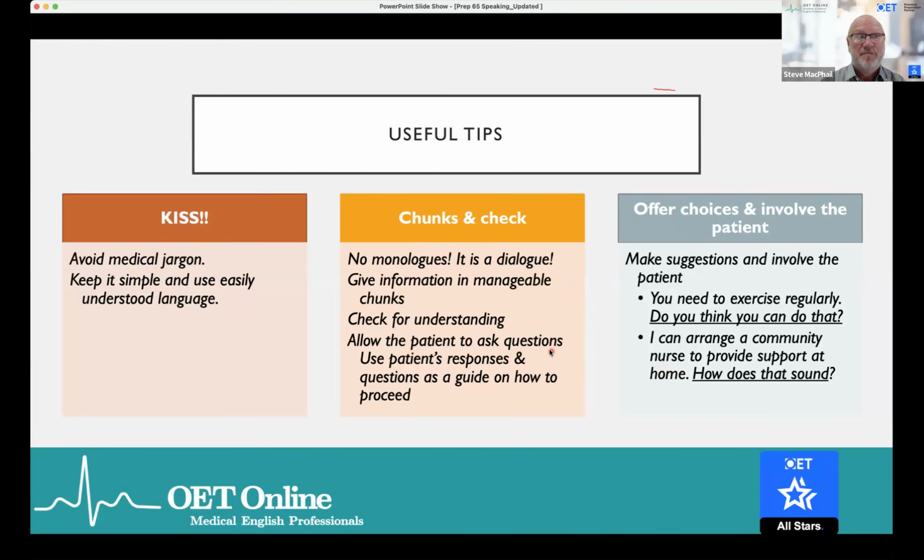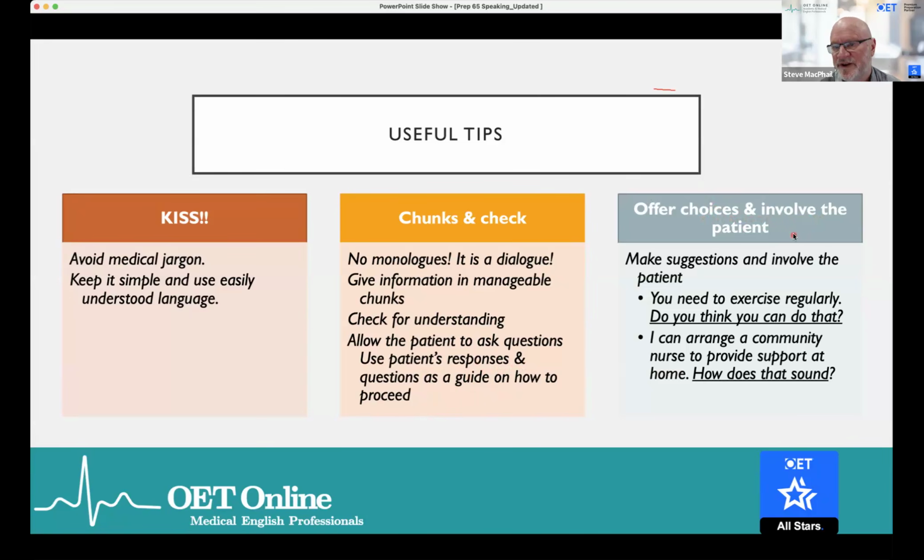Pause between what you're saying. Leave little options for the patient to interject with their questions. It's not a monologue. Use the patient's responses and questions to guide you how to proceed. Don't be too card focused and you're just saying what's on your card. You must listen and respond to what the patient said. At the end of the day, it needs to be natural.